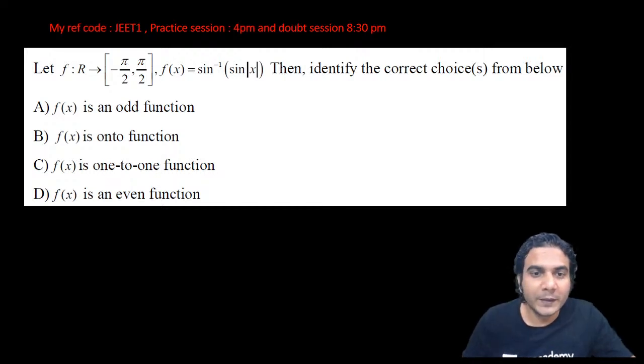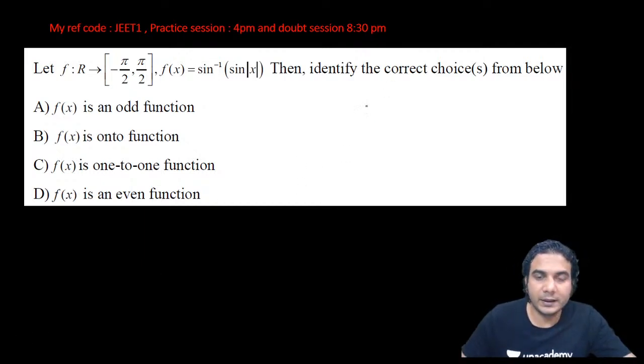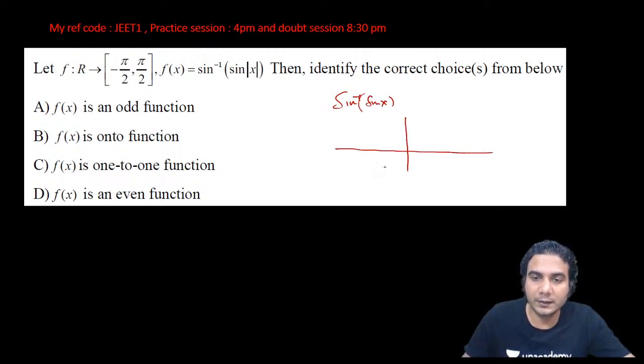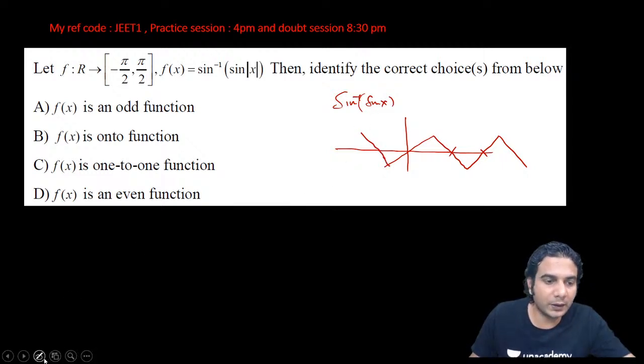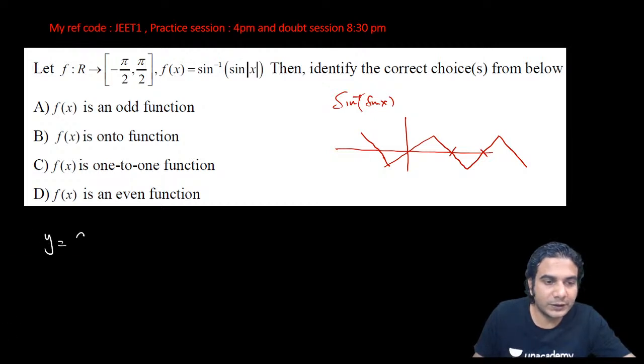All right, so let me tell you, if you know the graph of sine inverse of sine, then the graph of sine inverse of sine x is like this. This is the graph. Okay? This is pi, this is 2 pi, and so on. But if you plot the graph of y is equal to sine inverse of sine of mod of x, that means you are replacing x by mod of x. Then what happens?